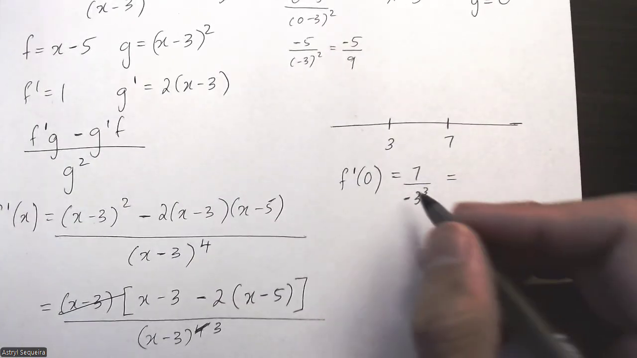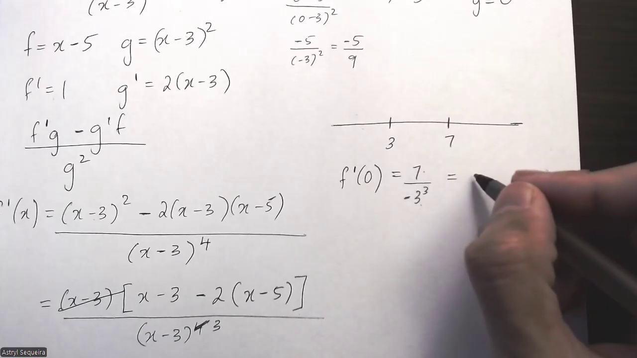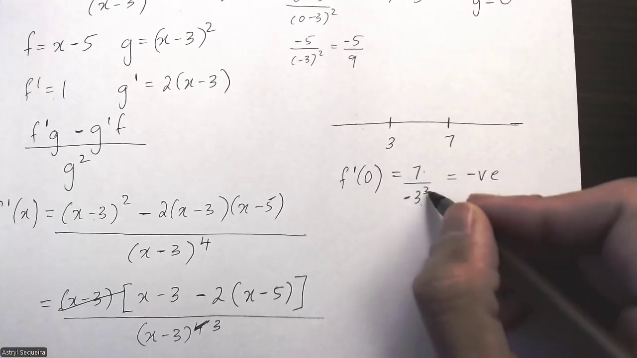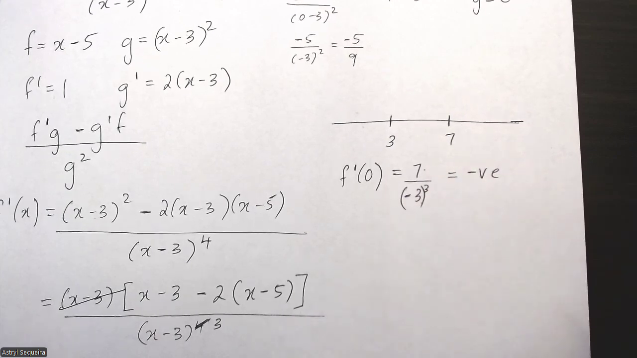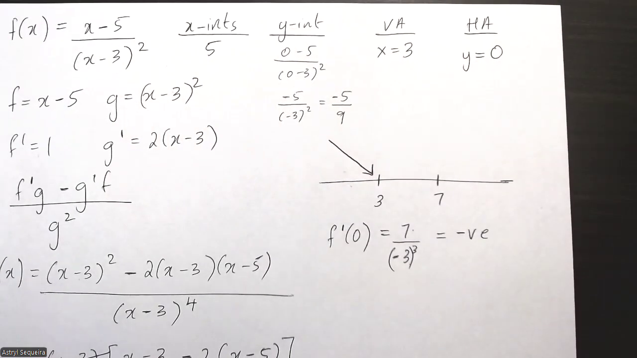That's a positive over a negative number. You don't need the actual answer. Positive divided by a negative is just negative, which means that this interval right there is decreasing.